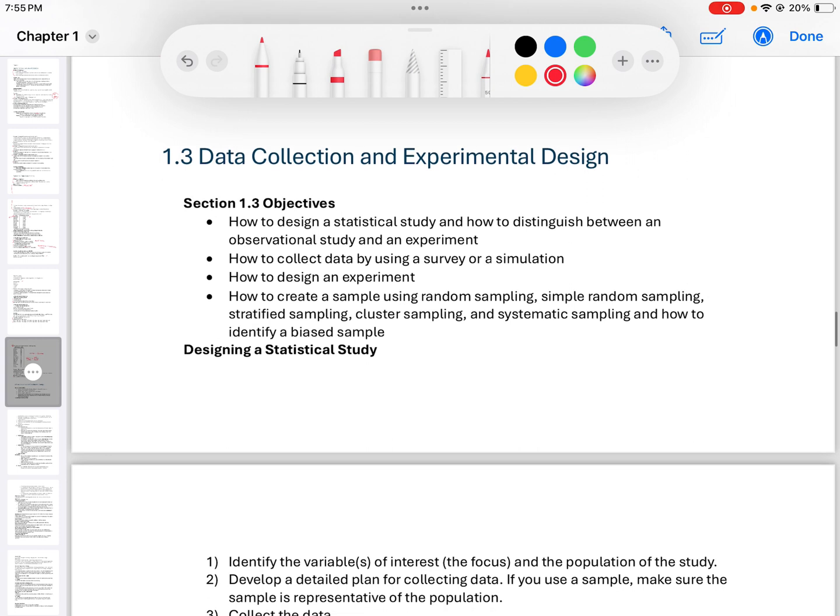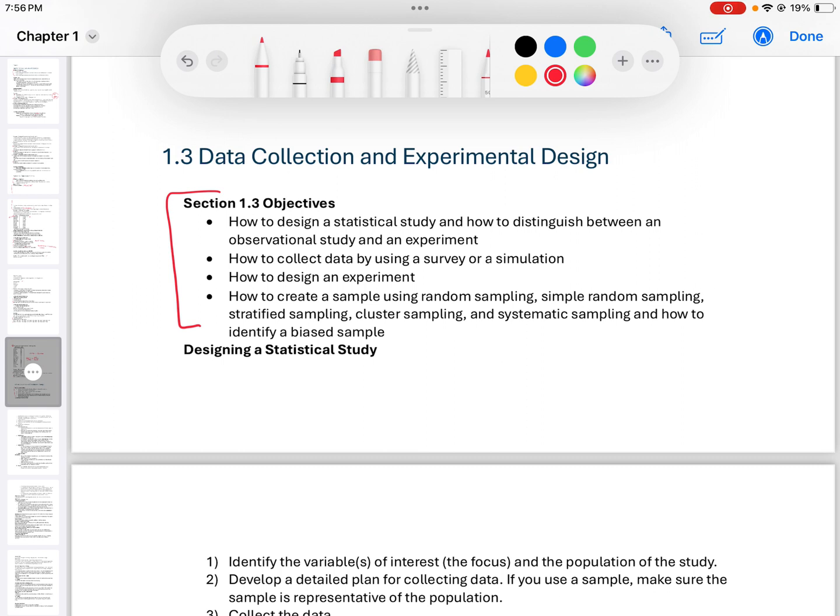All right, section 1.3. The 1.3 objectives are how to design a statistical study and how to distinguish between an observational study and an experiment, how to collect data using a survey or simulation, how to design an experiment, and how to create a sample using random sampling, simple random sampling, stratified sampling, cluster sampling, and systematic sampling, and how to identify a biased sample.